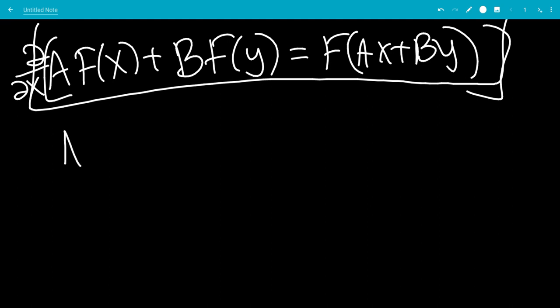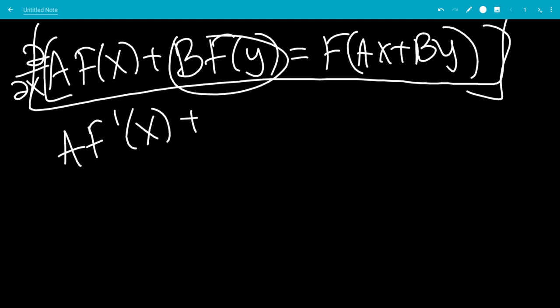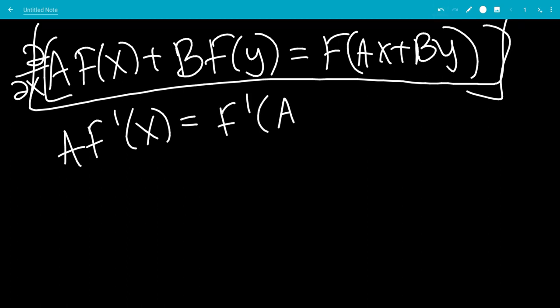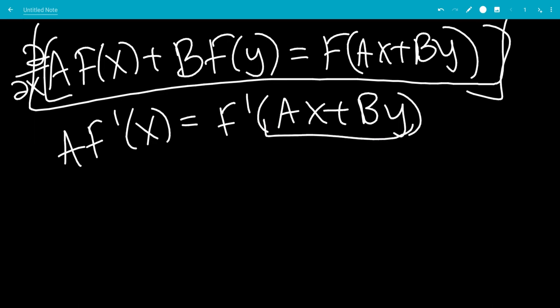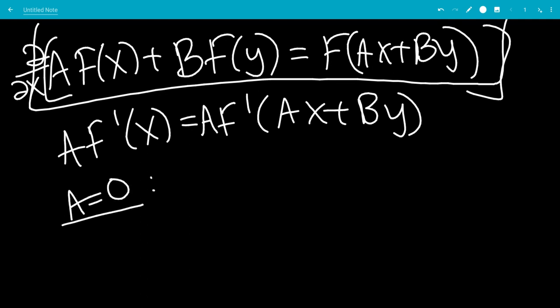So this will just be a f'(x). This part will go to 0 because it doesn't have x in it. So this will just be f'(ax + by) multiplied by the partial derivative with respect to x of the inside, which is just a, because we have ax. So case 1 is a equals 0, because then 0 equals 0.